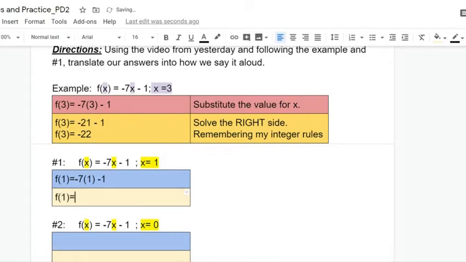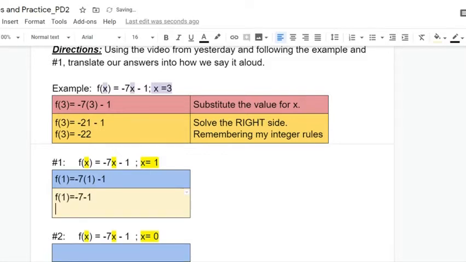So -7 times 1 equals -7. I'm going to be doing all the work out. If you're using the calculations, you might just have this final answer here. F of 1, I'm going to type correctly, -7 minus 1. Remembering my integer rules, I have two negative numbers. I'm subtracting, which means it gets smaller. So it's -8.